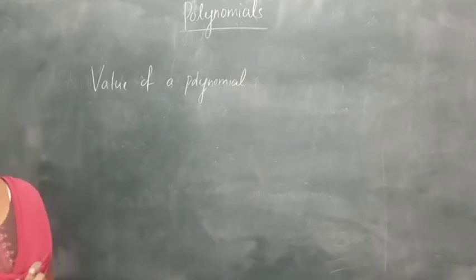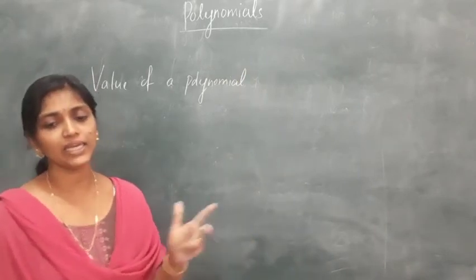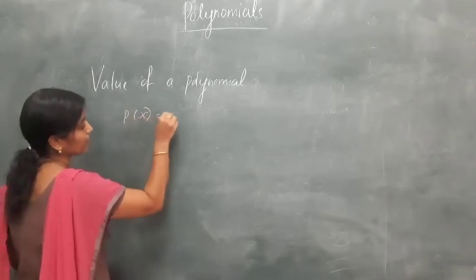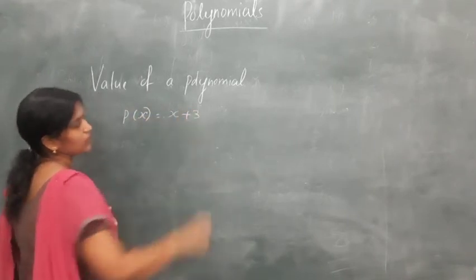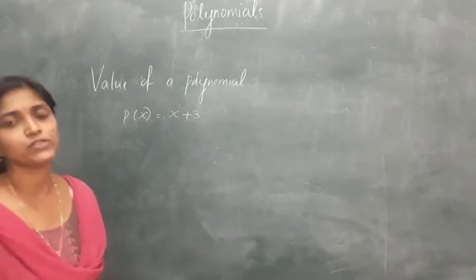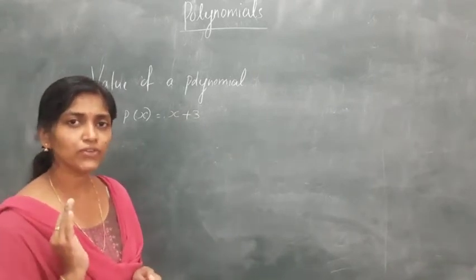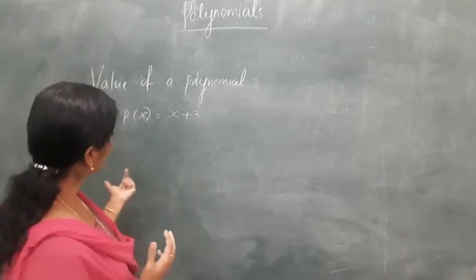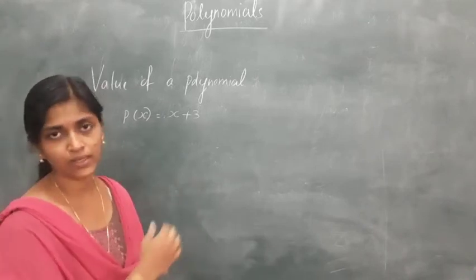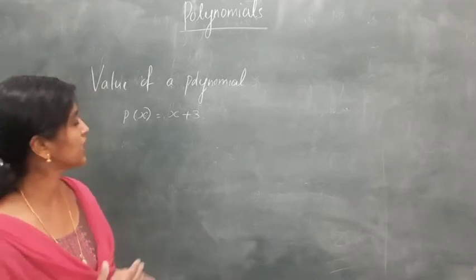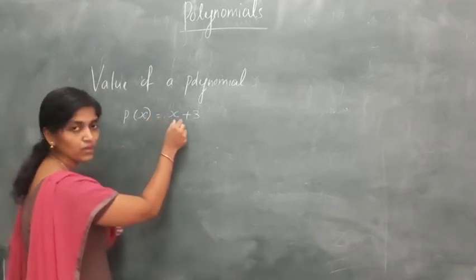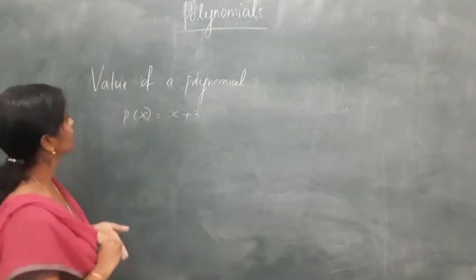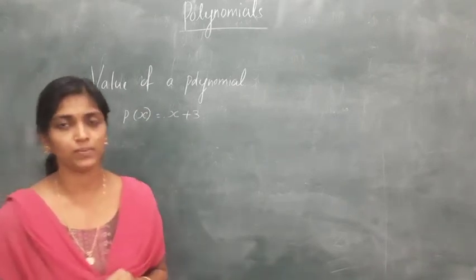Value of a polynomial. Now I'll take an example. P of x is equal to x plus 3. So actually what is the value of this polynomial? Value of a polynomial means we are going to give some values for this variable. We know that when we give different values to this variable, we get different values for the polynomial. That we call the value of the polynomial.